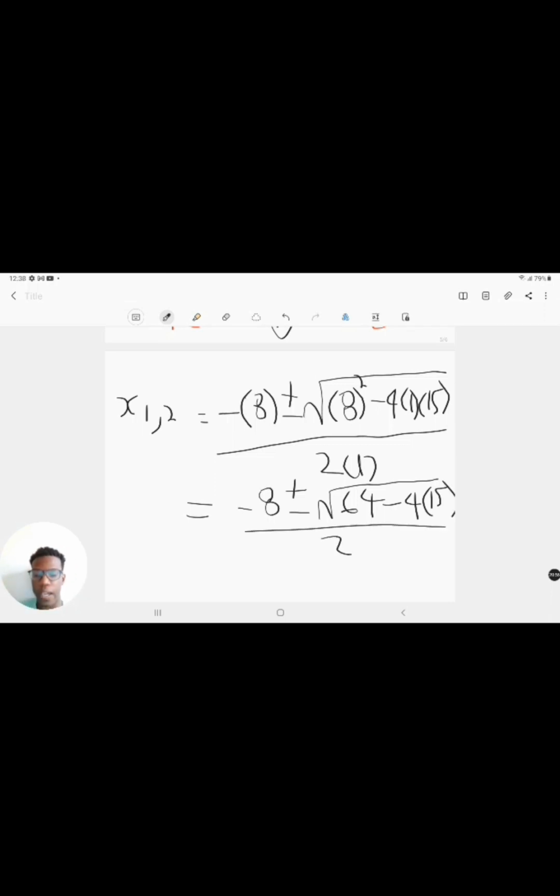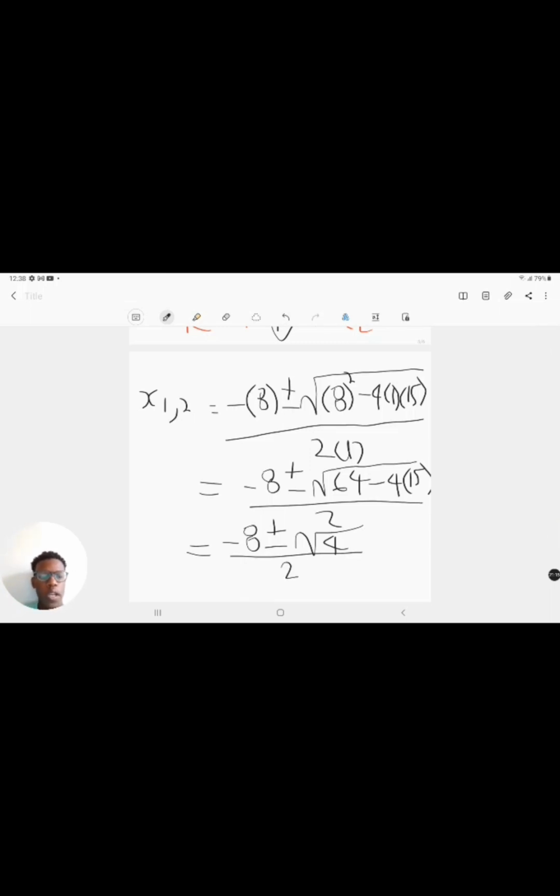All over 2. Okay, then you're going to have minus 8 plus or minus the square root of 64 minus 15 times 4, which is 60. So that's going to be the square root of 4, all over 2.